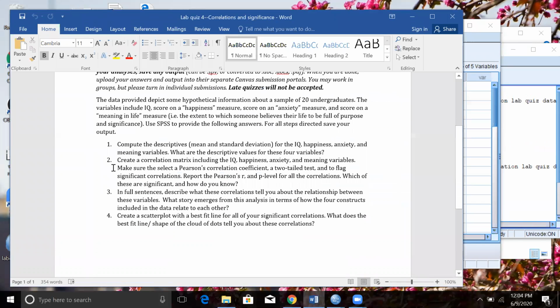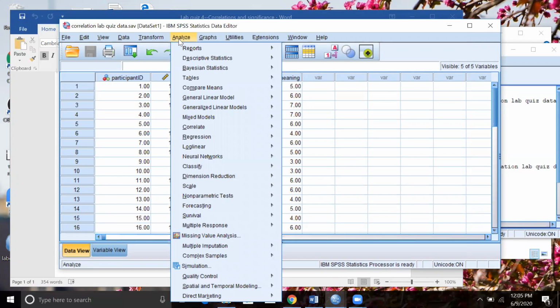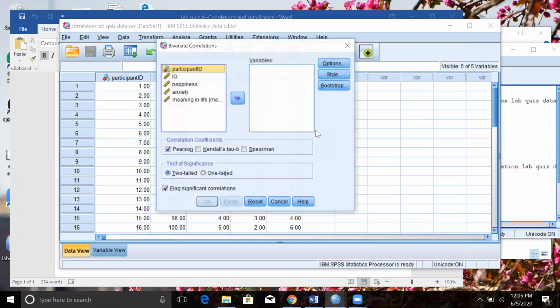All right, so next we're going to do our primary correlational analyses. Create a correlation matrix, including the IQ, happiness, anxiety, and meaning variables. Select the Pearson's correlation coefficient, two-tailed test, and flag significant correlations. You're going to need to report the Pearson's R and P level and be able to tell which ones were significant. So here's how you do that. You go to Analyze, Correlate, Bivariate. Bivariate just means 2 variables. There's other kinds of correlational coefficients, but this Pearson's R is the only one we're going to learn about since it is the most useful.